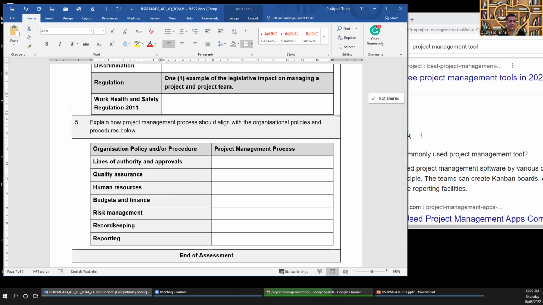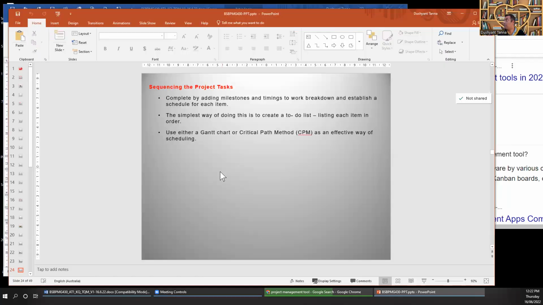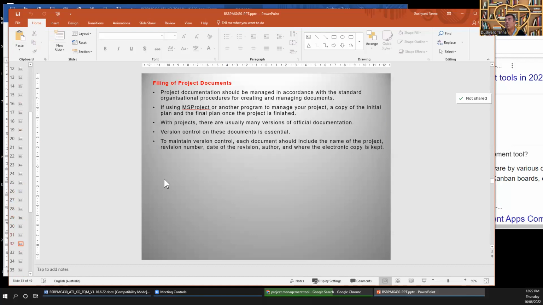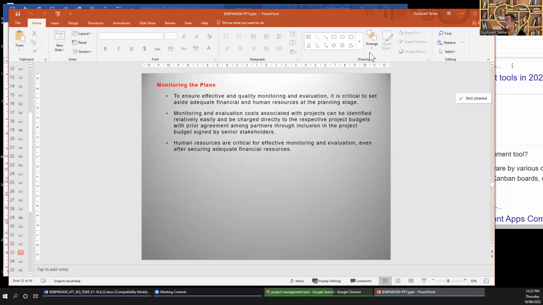And finally, explain how the project management process should align with policy and procedure: lines of authority and approval. So what is the project management process for it? If you could recall from the PPT, we were talking about lines of responsibility. Whom are you reporting to? Who is your stakeholder? What is their responsibility?